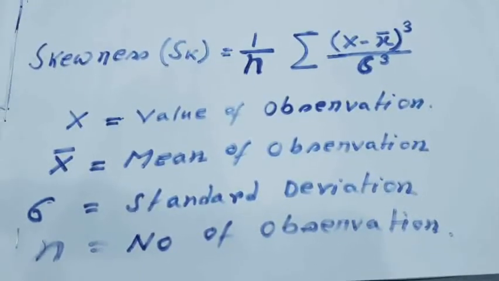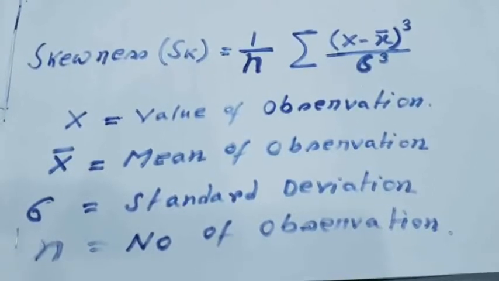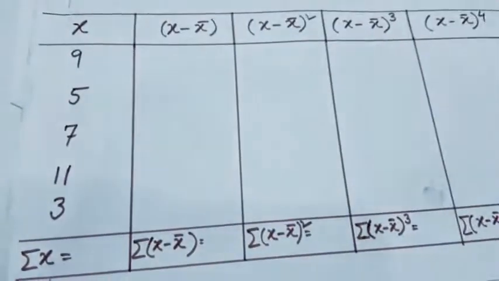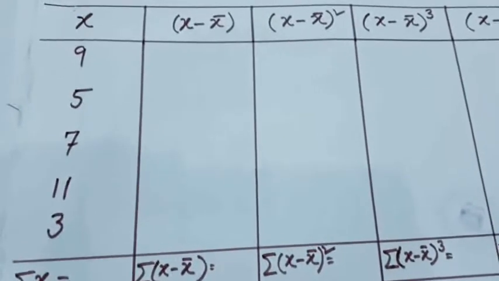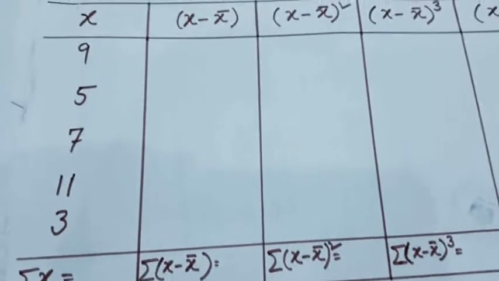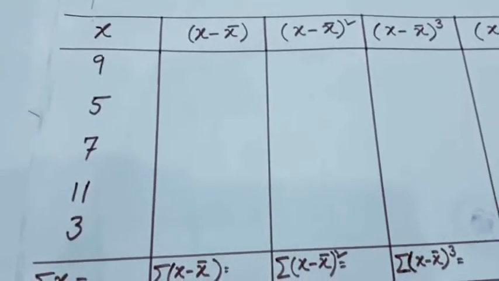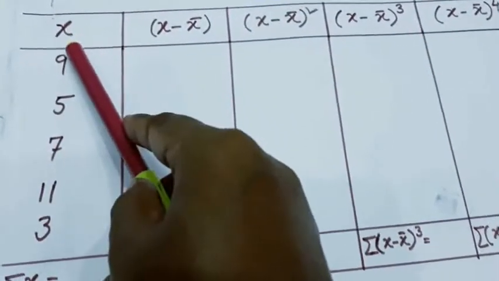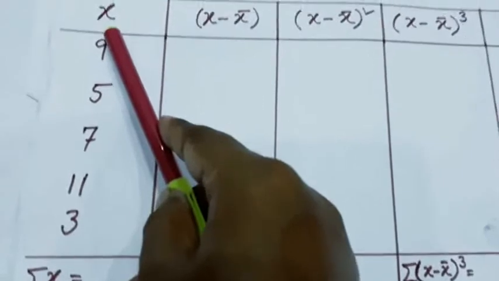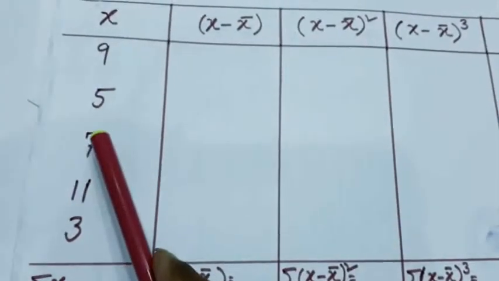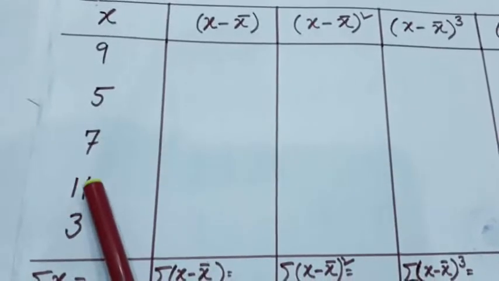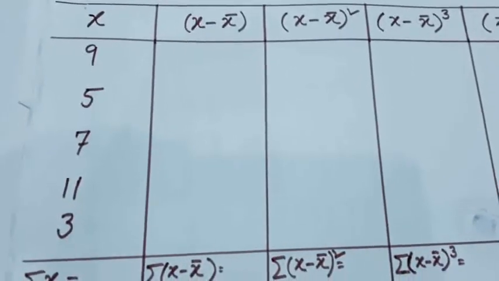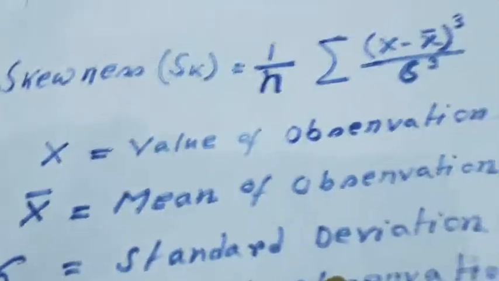Now we will understand how skewness is measured from this table. What the table shows? Suppose we want to find the skewness of this observation: 9, 5, 7, 11 and 3. What is the formula? Formula is this.